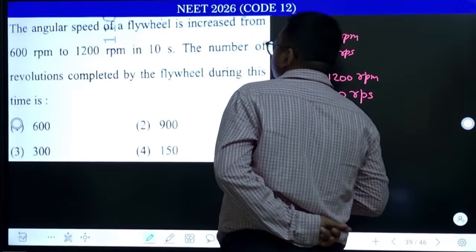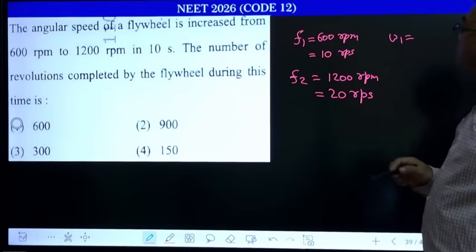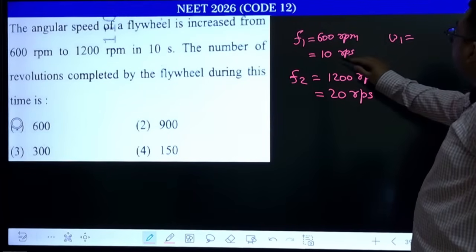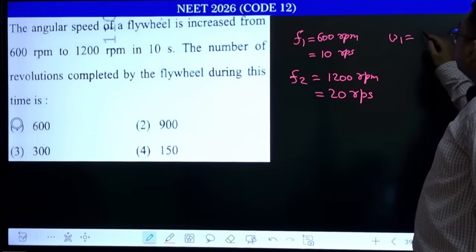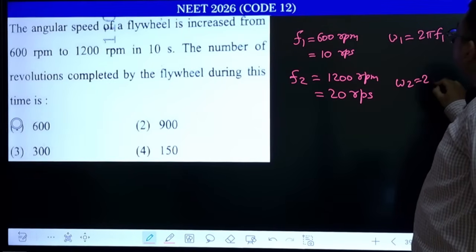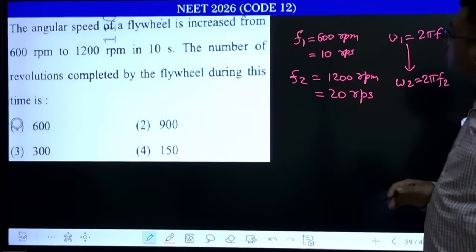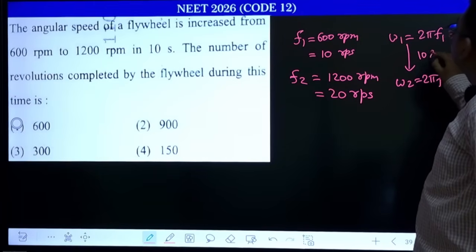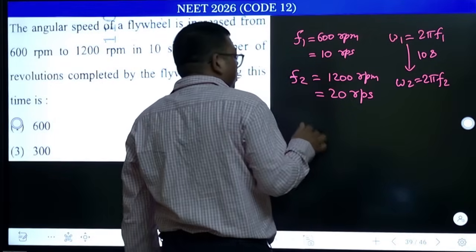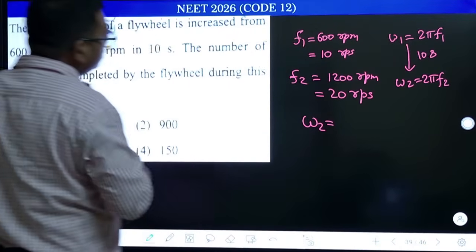Okay. So omega also we can write. Initially omega 1 is 2 pi into frequency, so 2 pi into 10, 2 pi f1, and this omega 2 we can write as 2 pi f2. So speed has changed from omega 1 to omega 2 in 10 seconds, right? For the number of revolutions completed, we can use v equals u plus at. Is acceleration there or not?